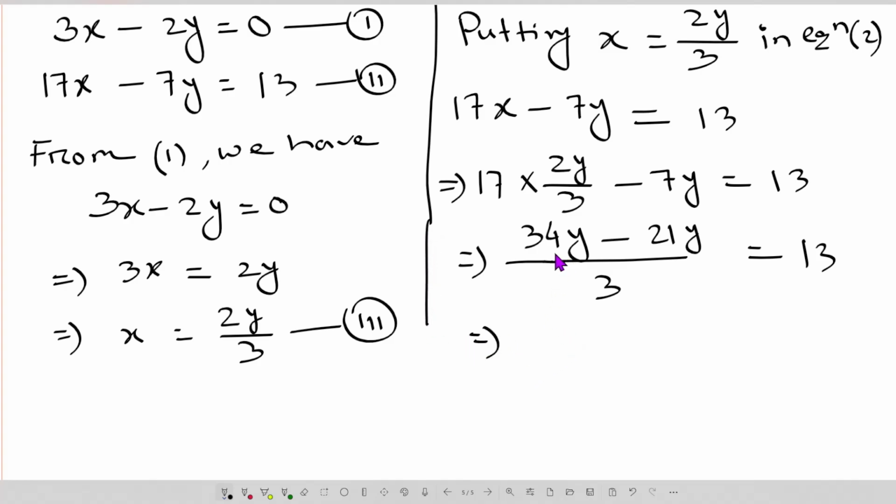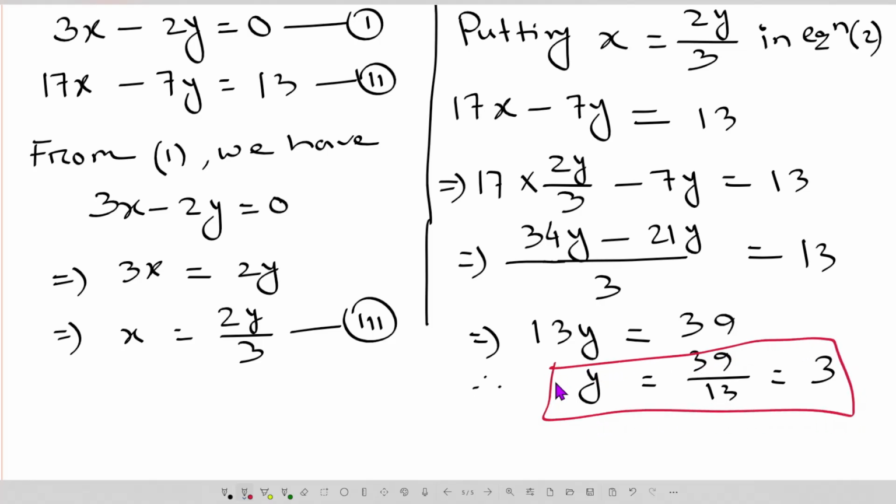Then 34y minus 21y means 13y equals, so we can multiply both sides by 3, or directly write 13 times 3 is 39. So y equals, we can divide both sides by 13, so 39 by 13 equals 3. So look here, we get y equals 3.